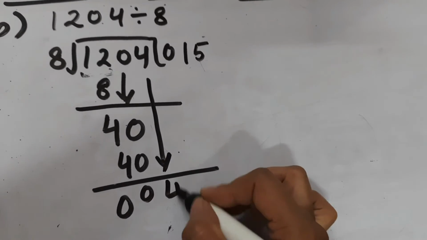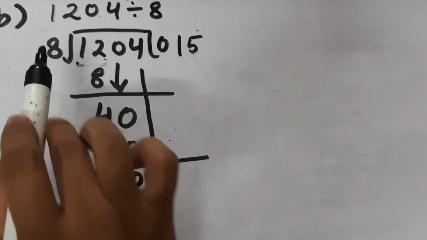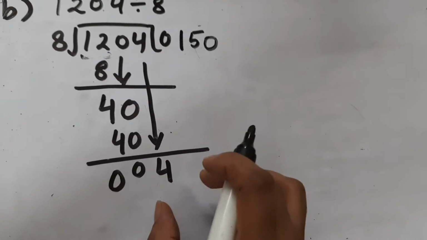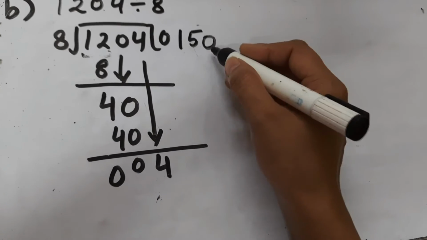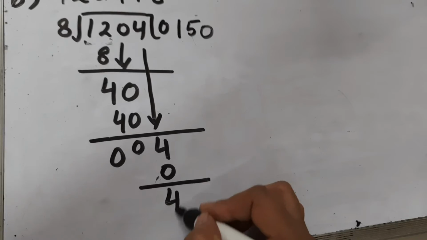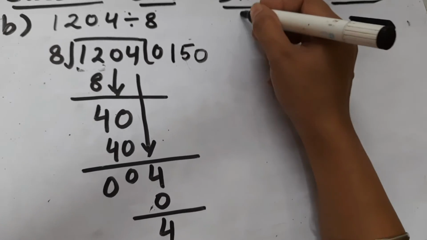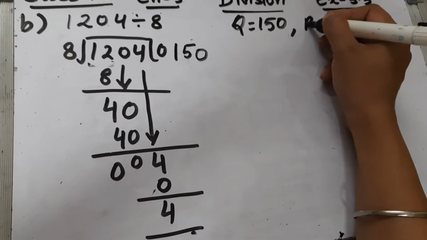And when we bring a digit down and it doesn't come in the table of the divisor, then what we do, we write 0 at the quotient, because 4 does not come in the table of 8, because 4 is smaller than 8. So we will write 0 at the quotient and 0 here. 8 zeros are 0. Now subtract it, it will be 4. So what is your quotient? Your quotient is 150 and your remainder is 4.